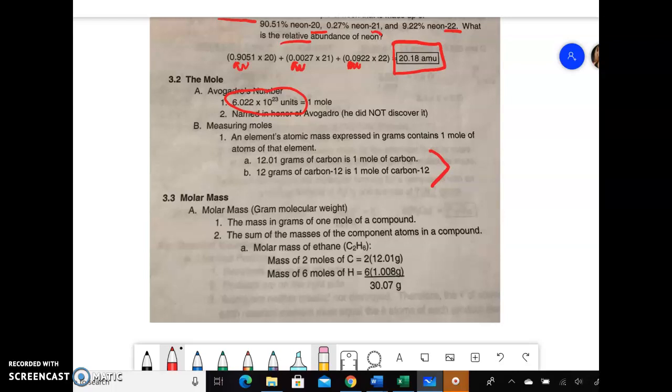So for carbon, on the periodic table, the average molar mass is 12.01. So if you have exactly 1 mole of plain old carbon, then you would have 12.01 grams, because that's the average atomic mass. But if you specify that all of the atoms in that sample are carbon 12, so none of them are carbon 14 or carbon 13 or anything else, you would have exactly 1 mole and it would be exactly 12 grams. So again, it's not just grams, it's grams per mole.